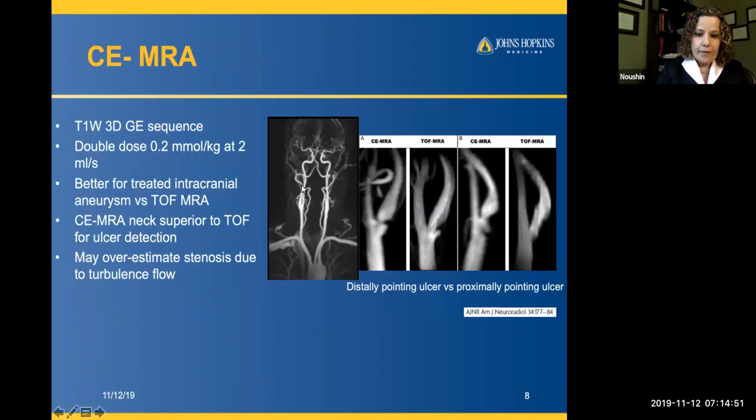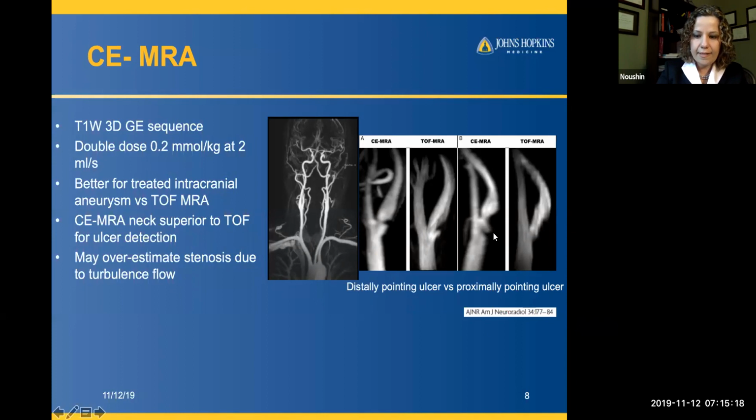This is an example of contrast-enhanced MRA of the brain. We normally acquire in the coronal plane, and it gives us a good depiction of all the vessels in the brain. I just wanted to show you an example of comparison between contrast-enhanced MRA and time-of-flight MRA of the carotid bulb. So there is an ulcer in the carotid bulb, proximal internal carotid artery. You can see it here on both time-of-flight and contrast-enhanced MRA.